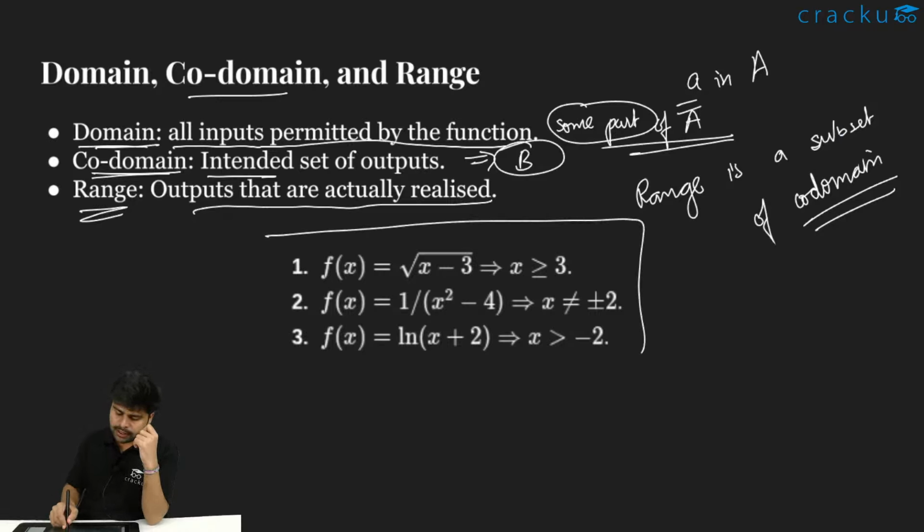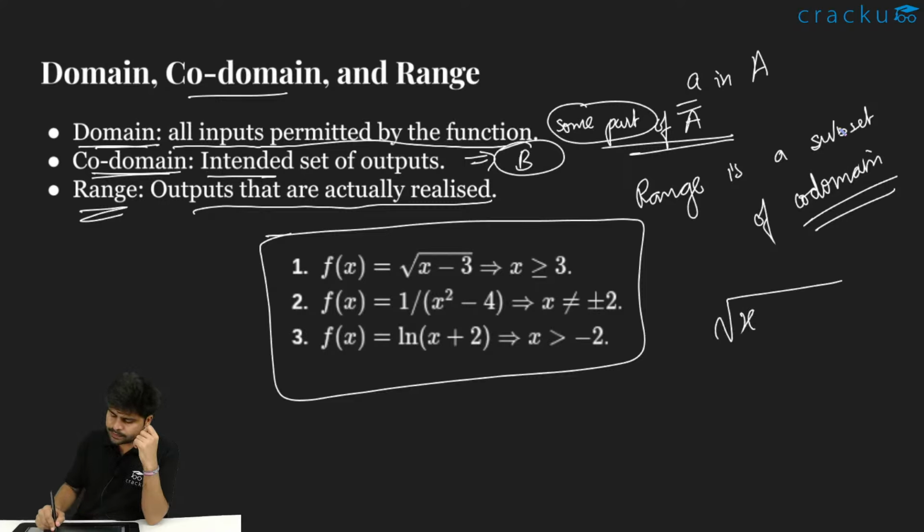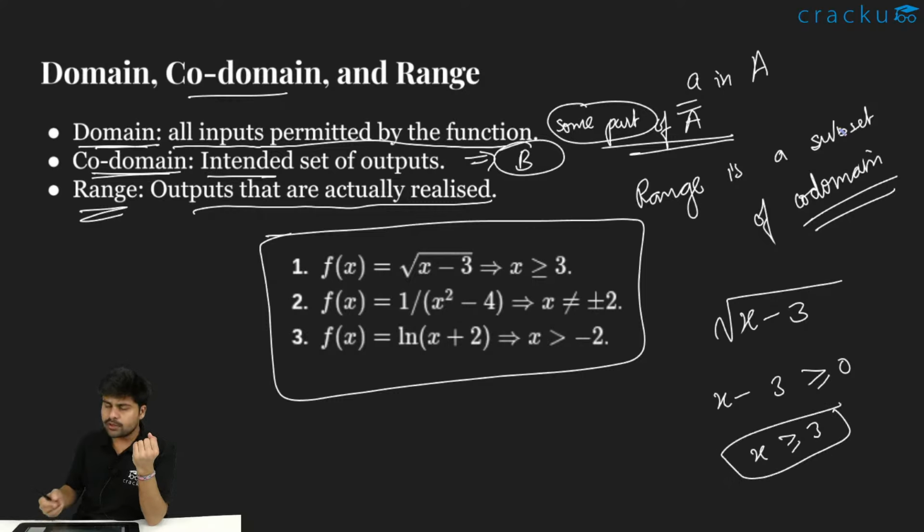So consider these examples. The first example is f(x) equals square root of x minus 3. Whenever an expression comes inside the square root, the expression has to be greater than or equal to 0. It cannot be less than 0, otherwise it won't be defined. So x minus 3 is greater than or equal to 0. This means x is greater than or equal to 3.